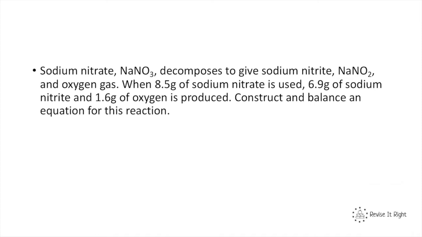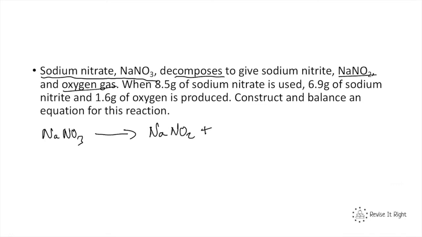So the first thing we have to do is construct the equation using what we've been given. We just take it through in order. So we know that sodium nitrate, NaNO3, decomposes to give sodium nitrite, NaNO2, plus oxygen, which we know is O2. So that is going to be the equation. However, we know that's not balanced.